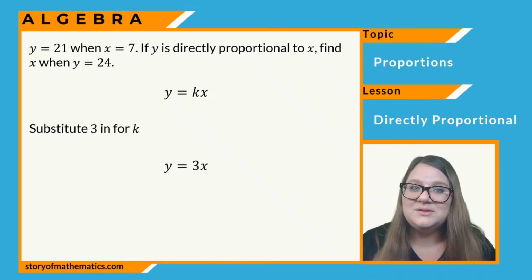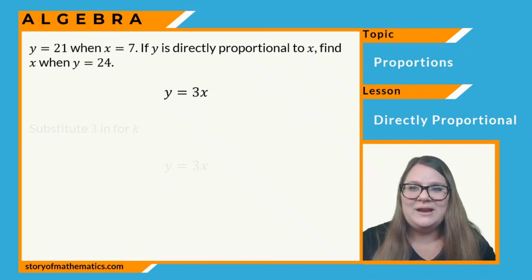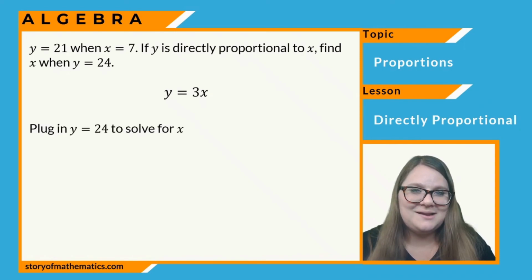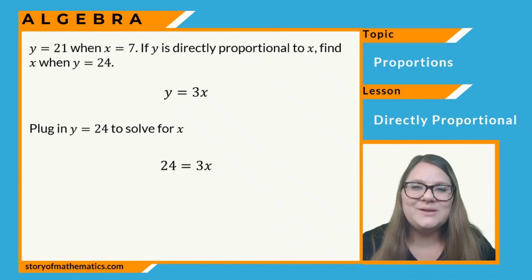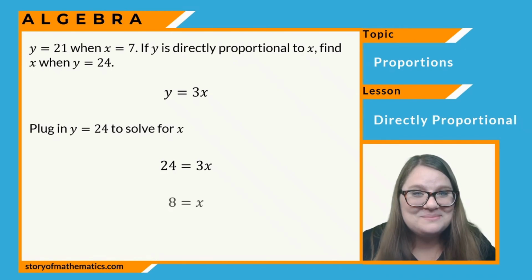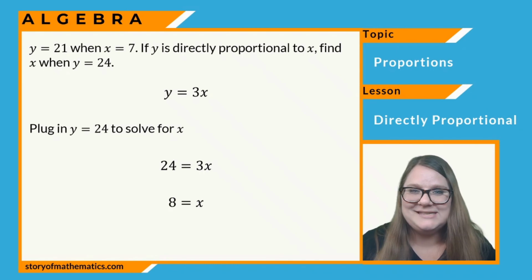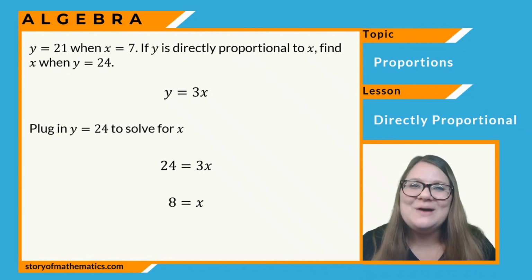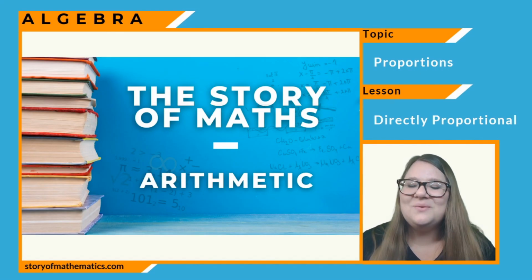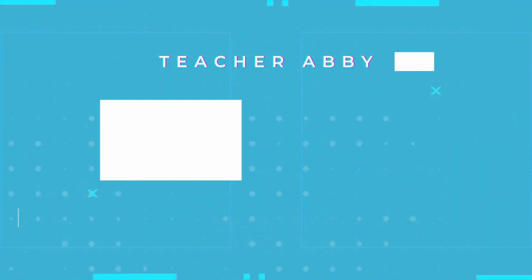Now, remember, we were told that y equals 24. So we're going to substitute that into the equation so that we can solve for x. 24 equals 3x. I divide by 3 on both sides, and I get that x equals 8. So even if you're solving for the other letter, it still works out the same way. And that's how you work with direct proportions.